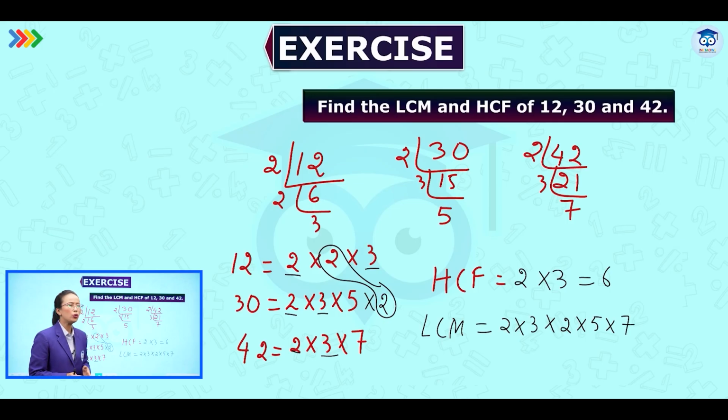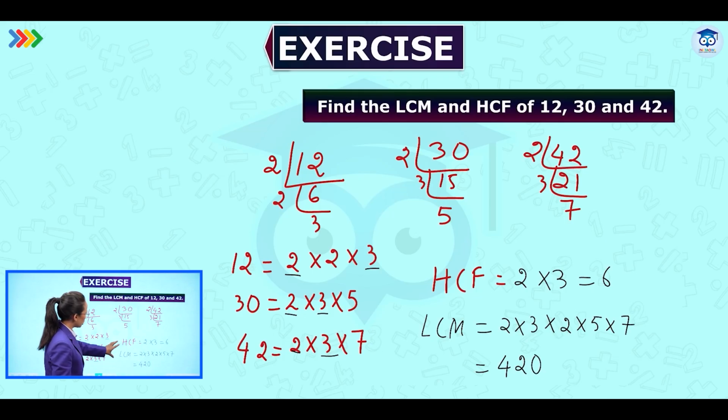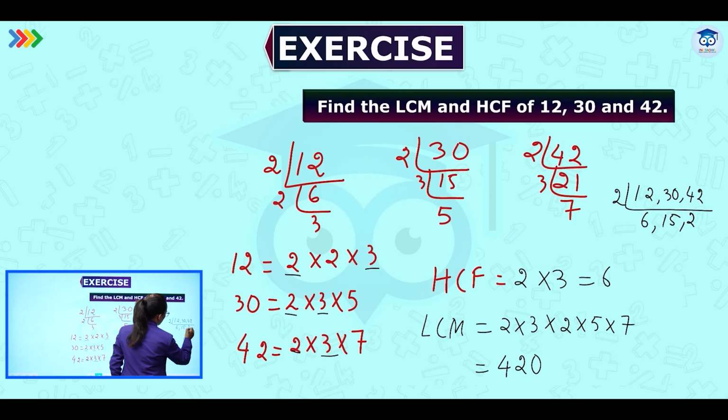Or else you can use the long method for finding the LCM also. I'll be giving you that example too. So here the LCM, after calculating this, is 420. Now, what I was saying is the long division method: take all three numbers together and find the LCM. That is here 12, 30 and 42. So like this, 2, 6, 15 and 21, like this.